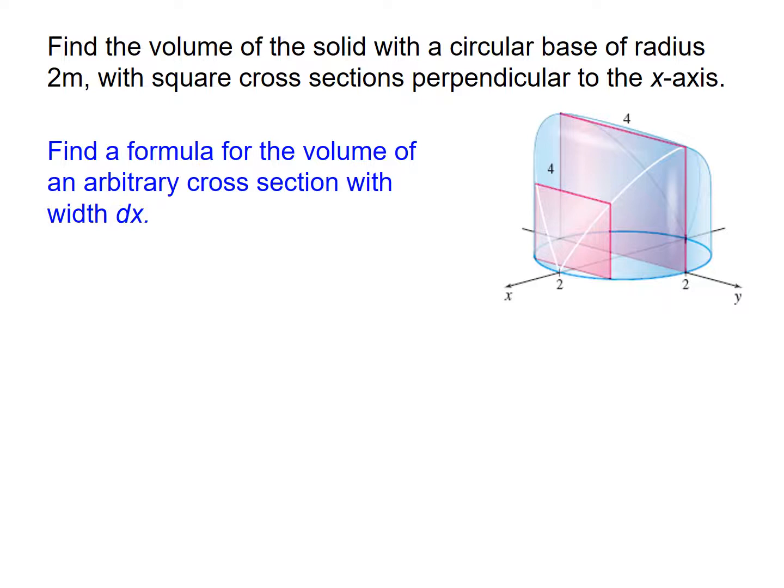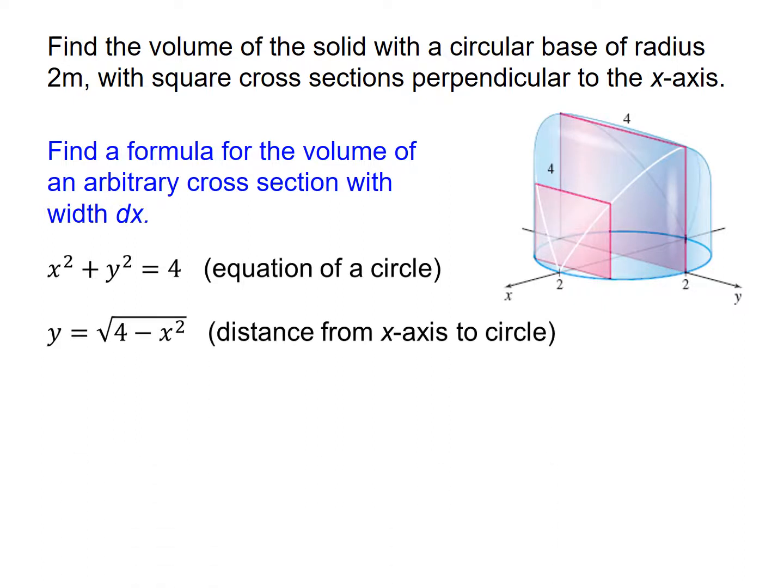So we want to find a formula for the volume of just one of these arbitrary cross sections with a width of dx. So notice that the little tiny thickness of each slice is going in the x direction, so that's dx. So we start with the equation of a circle, and let's get this into y equals form. We'll subtract the x squared, take the square root, and we're just going to look at the top half of that circle, y equals positive root 4 minus x squared. So that gives us the distance from the x-axis out to the edge of the circle.